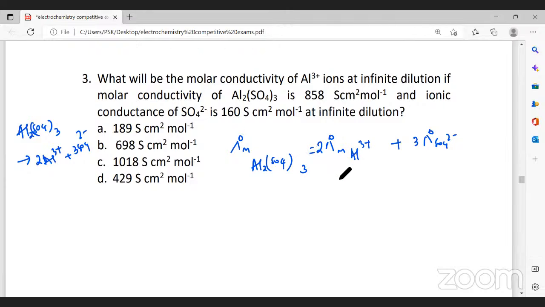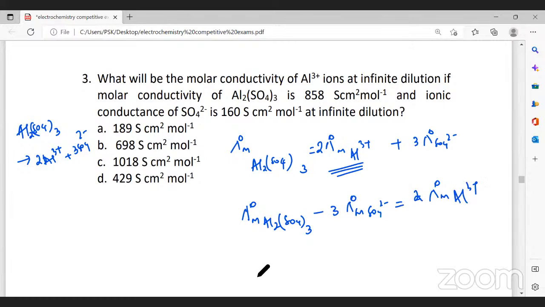We want lambda naught M of aluminum. So if I take it to the left side, we get lambda naught M of Al2(SO4)3 minus 3 into lambda naught M of SO4 2 minus will be equal to 2 into lambda naught M of Al3 plus. So therefore, what will be lambda naught M of Al3 plus? 858 minus 480, divided by 2, correct.